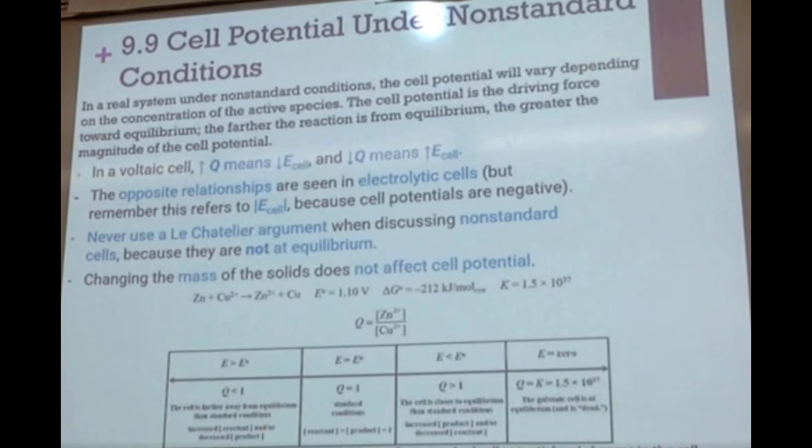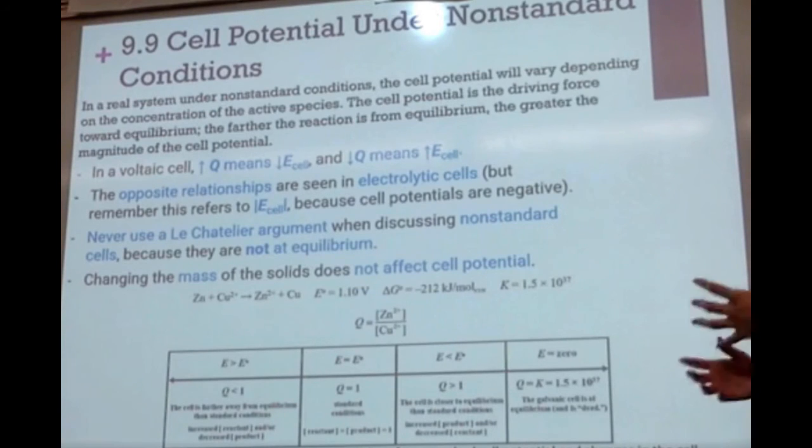Topic 9, what happens if we're trying to figure out cell potential under non-standard conditions? So in a real system, it's going to be under non-standard conditions, and cell potential will vary. Cell potential is the driving force toward equilibrium. The farther we are from equilibrium, the greater the cell potential. Remember, equilibrium is where batteries go to die. Cell potential is 0 at equilibrium.